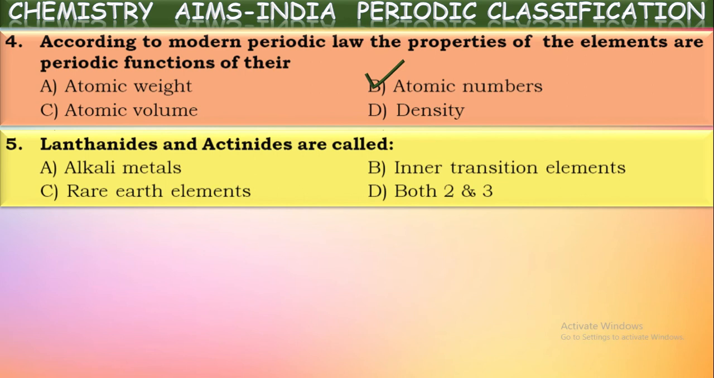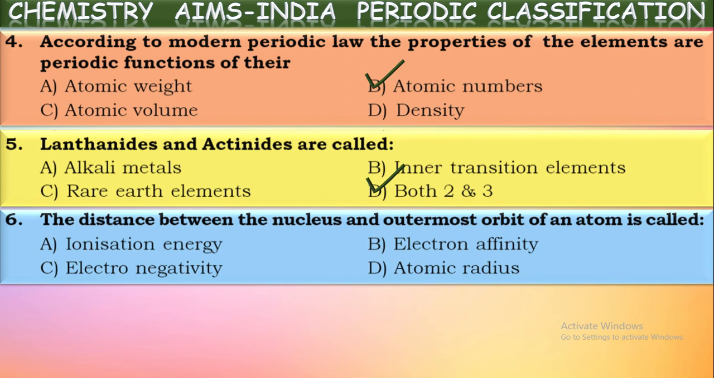Next one. Lanthanoids and actinoids are called... What are they called? We know lanthanoids and actinoids exist in rare quantity, so they are called rare earth elements. They are separated from the transition elements and written separately down the periodic table, so they are also called inner transition elements. Now we can call them rare earths or inner transition elements.